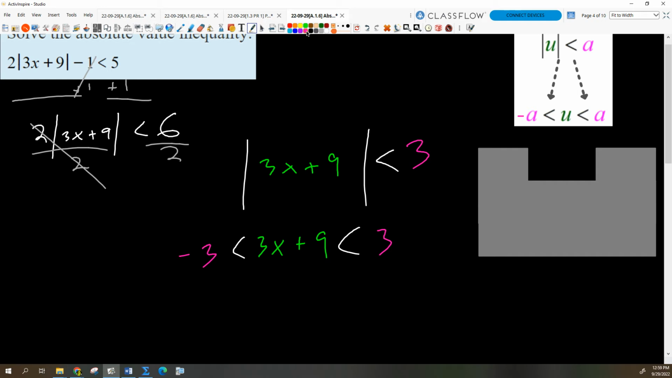What's inside goes in the middle. The negative number goes on the left. Positive number goes on the right. And it's an and inequality. Okay, Ellie, what's next?